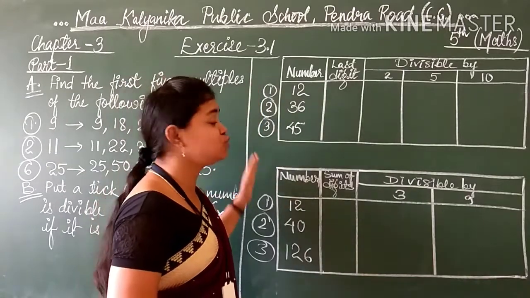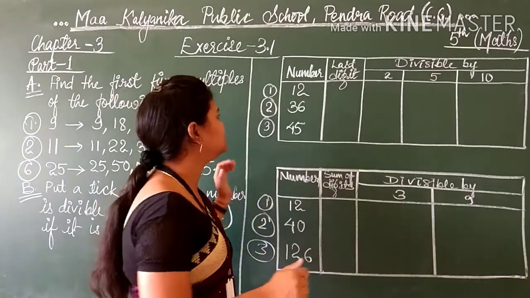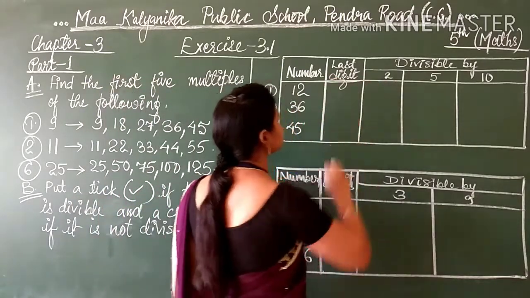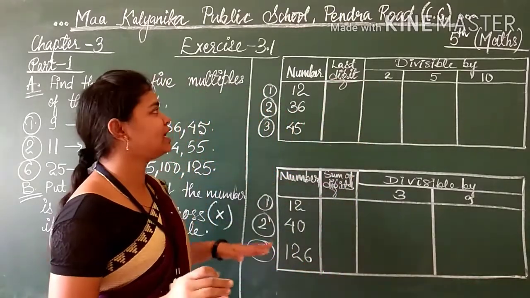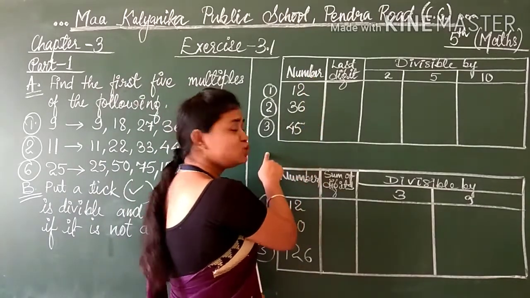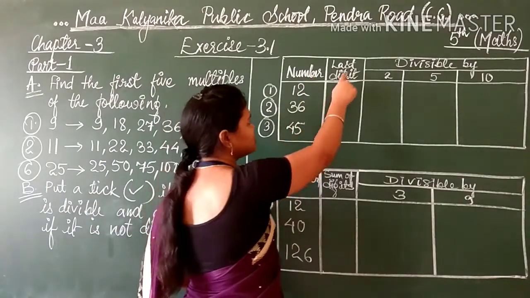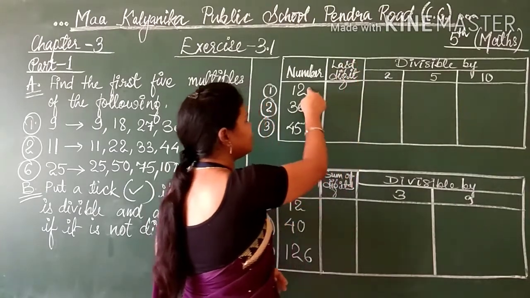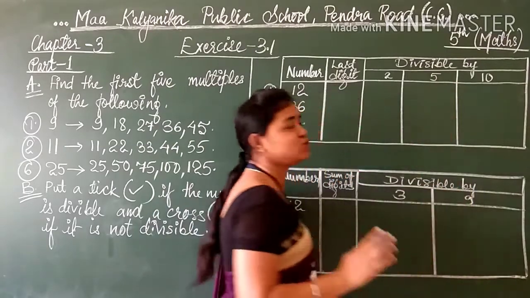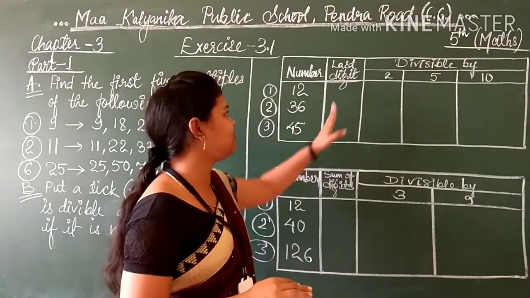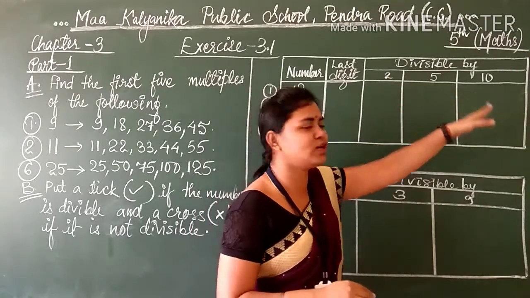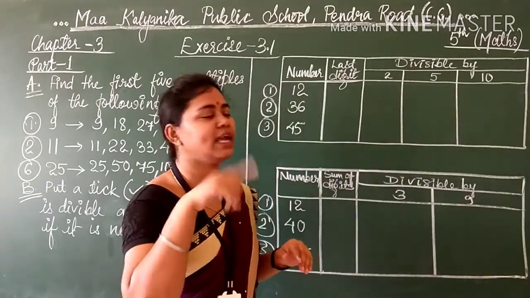So students, two charts, two boxes, are given here which you have to solve. You have to be careful in reading the question. All the numbers are given, and two more are given that you can solve by yourself. Look at the last digit and check whether the number is divisible by 2, 5 or 10. According to that you will put a tick or a cross.